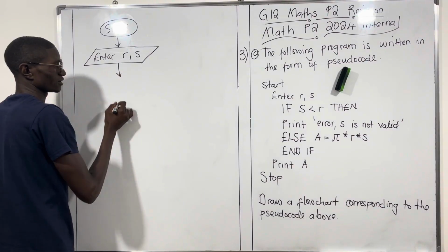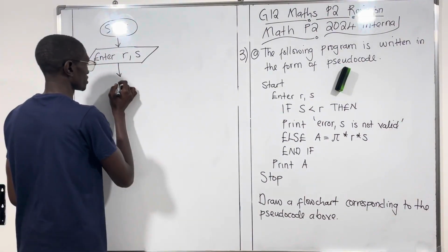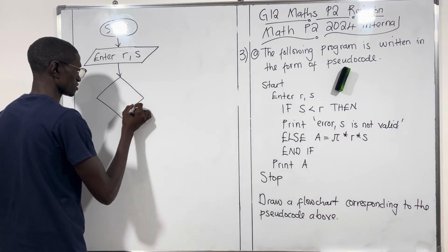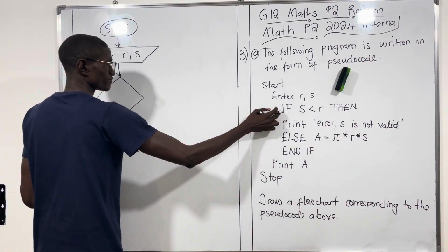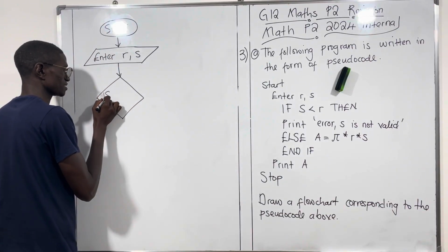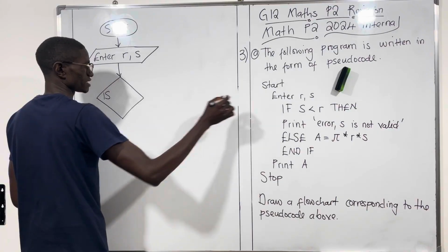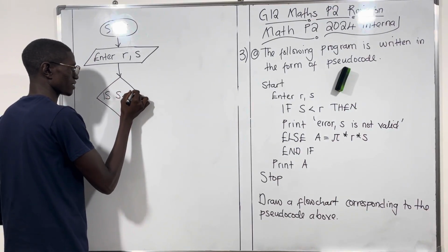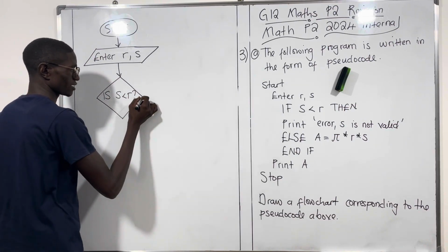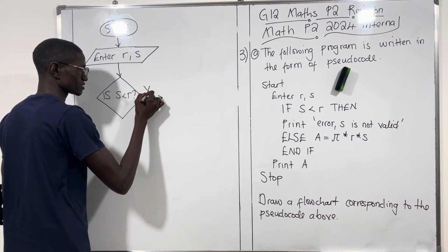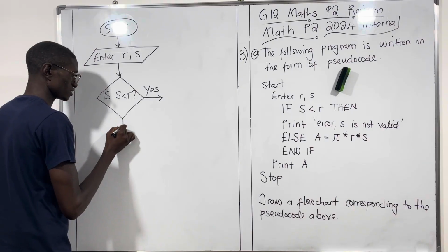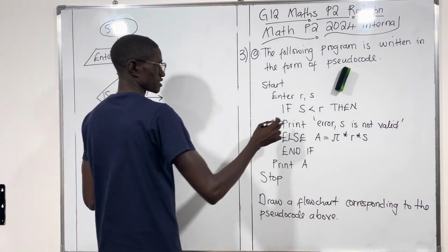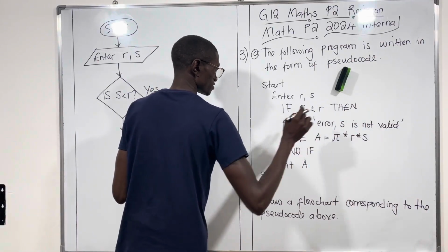We said wherever you see the word if, means you have to put a what? A decision box. So we're now going to replace the if with is. Is what? S less than R. Is S less than R, and then you put a question mark. This side you said you're going to have yes, and then down here you're going to have no. Okay? Then print error S is not valid.